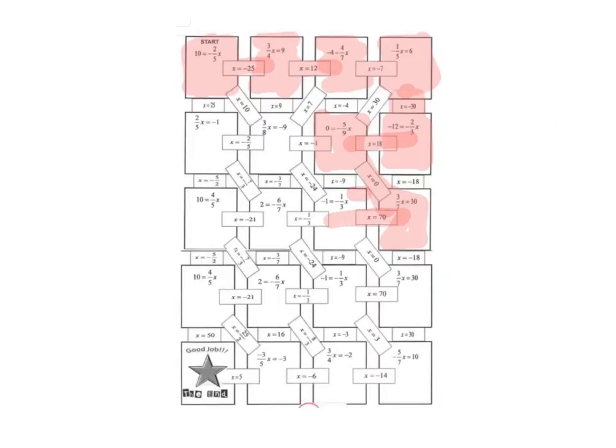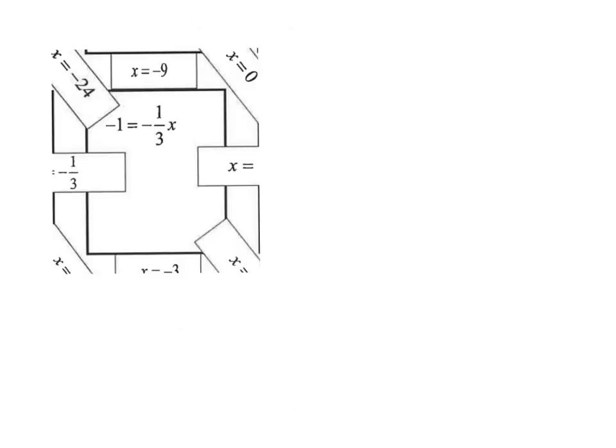Right over to the left, and now we've got this problem. Negative 1 is equal to negative 1/3 x. I'm going to give myself some space and bump that one up. Now we're going to multiply by the reciprocal of negative 1/3, which is 3 over negative 1. Turn that into a fraction. Over here, this would be negative 3 over negative 3, which is 1. 1 times x is just x.